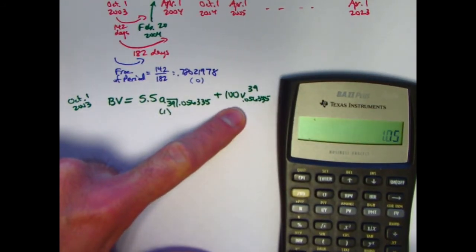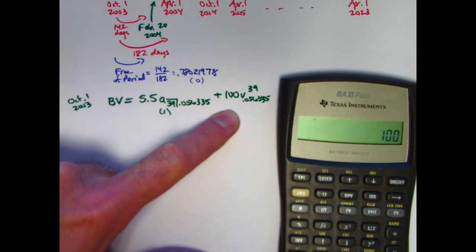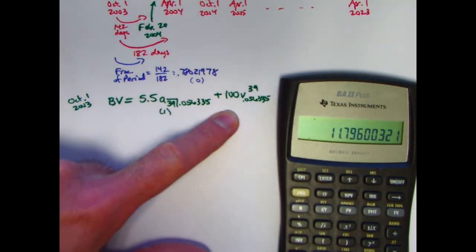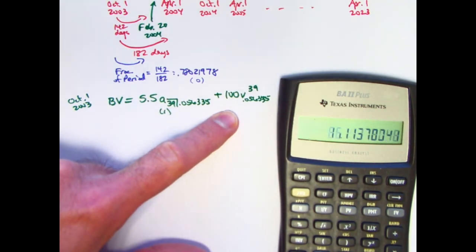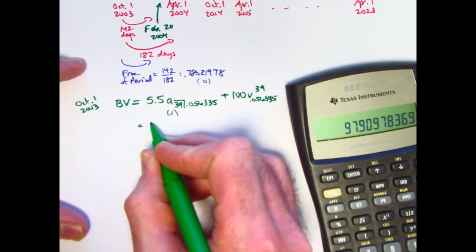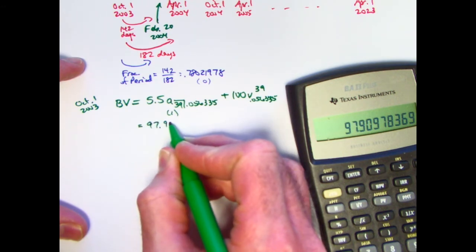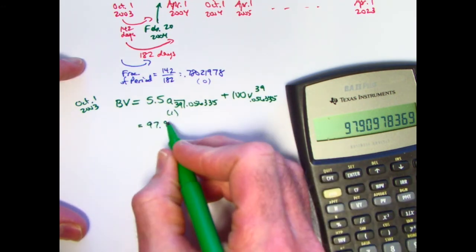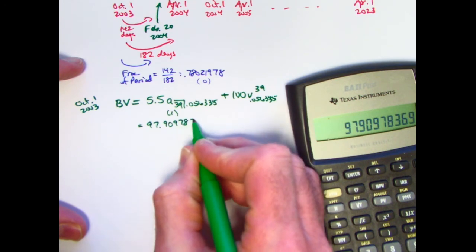Now figure out this one to the 39th power times 100. I won't bother storing that. I'll just add that to what's in register 1, plus recall 1. The book value on October 1st, 2003 is 97.91 if you round it. I'll go ahead and carry more decimal places as I usually do.